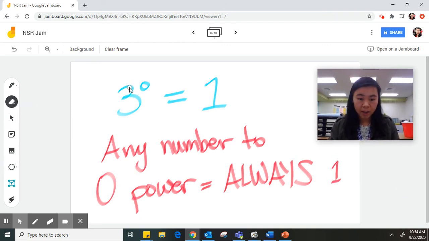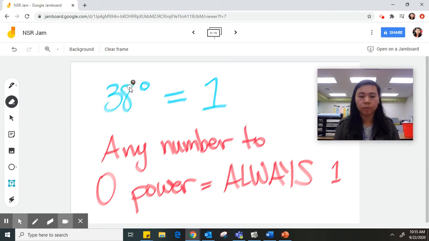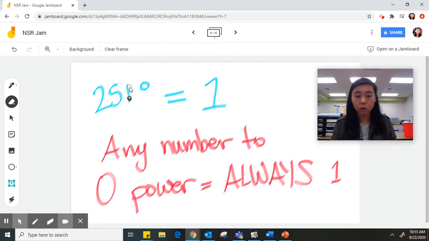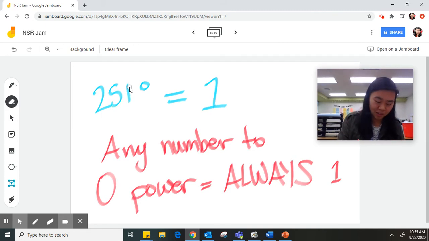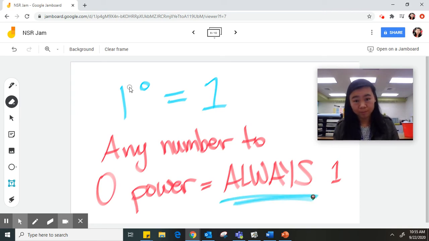All right, so this could be any number over here. What if it was like, I don't know, 38? What about 38 to the 0 power? 1. Okay, what about 251 to the 0 power? 1. It always equals 1. It doesn't matter what this base number is. 1 to the 0 power still equals 1. So anything to the 0 power always, always, always equals 1.